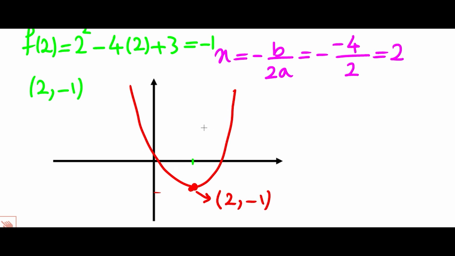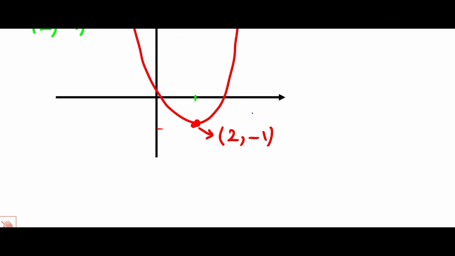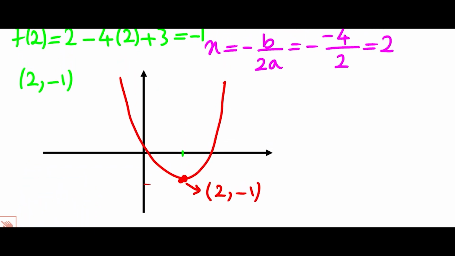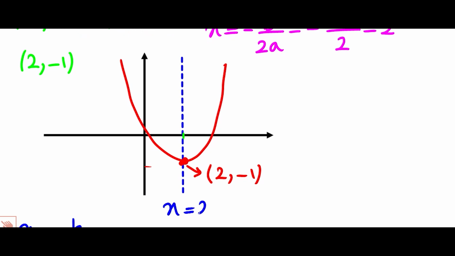A parabola also has a line called the axis of symmetry. This is a vertical line that divides the parabola into two equal and symmetric parts. The equation of the axis of symmetry is x = -b/2a. So in our example, the axis of symmetry is x = 2. So the graph is symmetric around the vertical line x = 2.